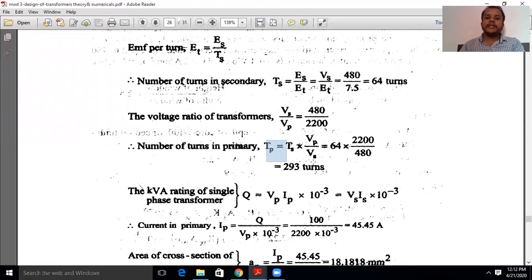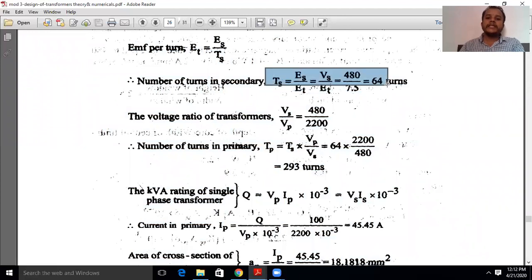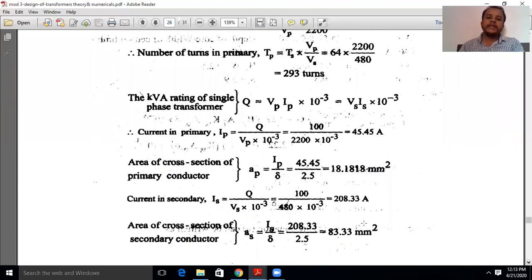So this is TP. Here TS is the number of turns in the secondary, and TP is the number of turns in the primary. Now again, go for the KVA rating of a single phase transformer. Q is equal to Vp Ip into 10 to the minus 3, that is equal to Vs Is into 10 to the minus 3. In this case, we need to calculate the current in the primary. TS and TP we have calculated. Then you can calculate the current in the primary, that is IP is equal to 45.45 ampere. Then the area of cross section of the primary conductor.